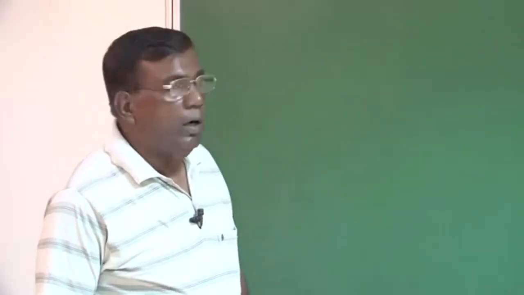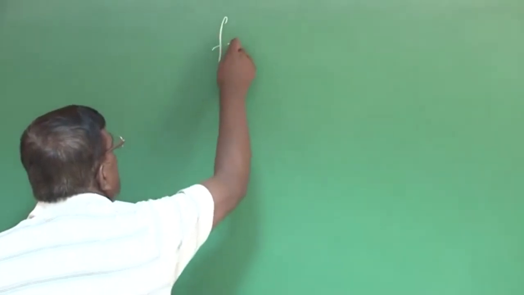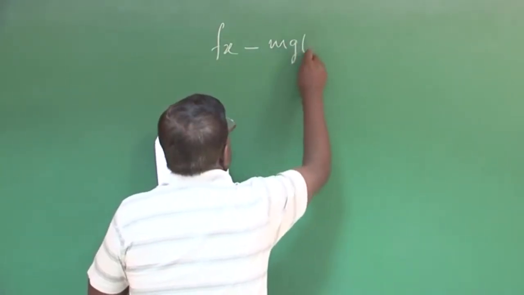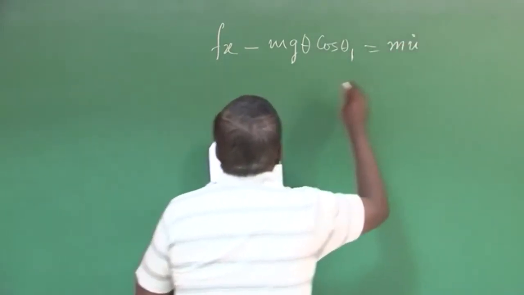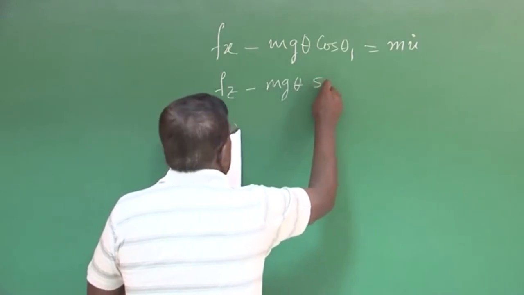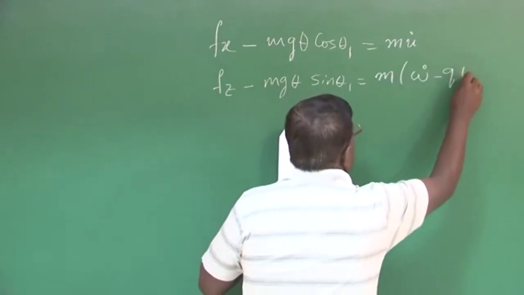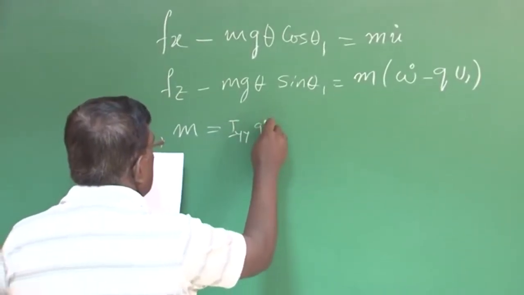We are working towards building longitudinal perturbed equations of motion. In that, we have seen that we only consider motion along x: fx minus mg theta cos theta 1 equal to m u dot was one equation, and there was fz minus mg theta sin theta 1 is equal to m w dot minus q u 1, and m is equal to Iyy q dot.